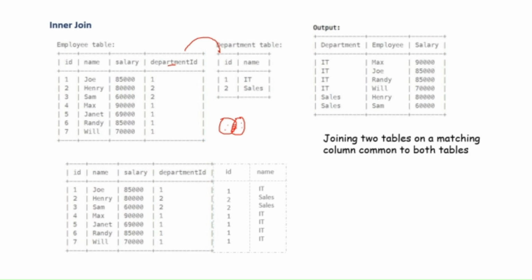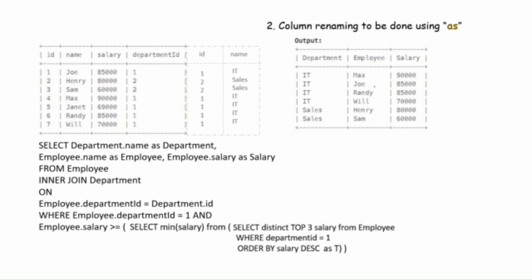Before that, there is also another thing to be considered: what was name in the department table is returned as department in this table. What was name in the employee table was returned as employee in this result table, and salary is salary. So when we are trying to fetch the rows, the column also has to be renamed, and that renaming is done using the as keyword. Now combining both inner join and as, this is what is to be done.